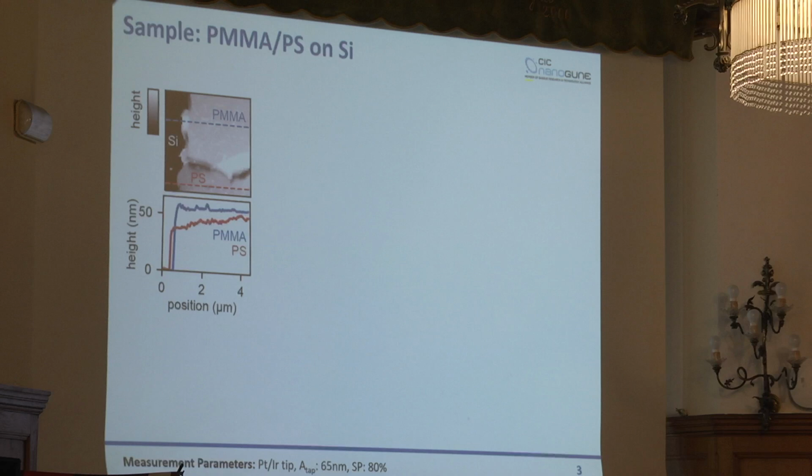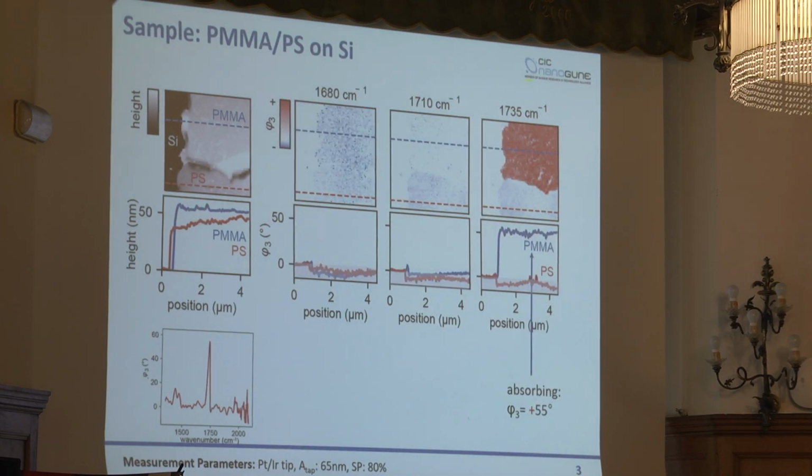So we also prepared a sample of PMMA and polystyrene on top of a silicon substrate, and you can see here the height of the two films is roughly 50 nanometers. And then we looked at the nano-FTIR spectra, and you can see that the PMMA has this very prominent peak around 1,735 inverse centimeters. And what we did now is we used different wavelengths to take SNOM images. One in the region of the peak, but also in the region where the PMMA is non-absorbing. And this is what you can see here.